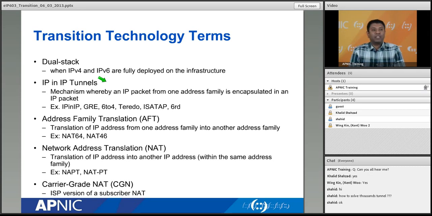Then we have address family translation. I have already explained all those terminologies: what is dual stack, what is IP in IP tunnel, and address family translation. There is a concept where we can do translation from IPv4 to IPv6. That's what we call translation. Some of the telcos actually deploy these things. They use NAT64 and NAT46.